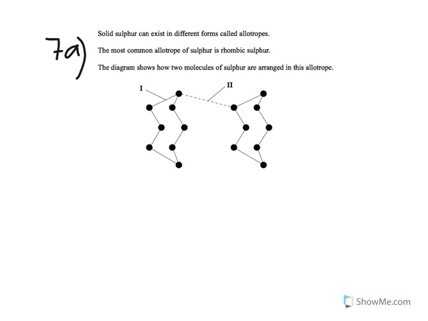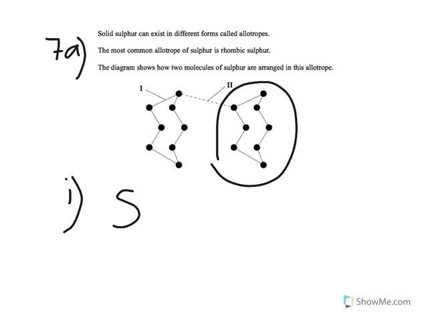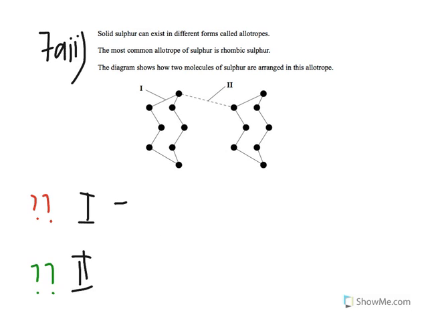Alright, so 7A1. 7A is a drawing of sulfur molecules, and they're asking you what is the formula of one molecule of sulfur. This is just one molecule of sulfur, and the symbol for sulfur is S, right? But there are 1, 2, 3, 4, 5, 6, 7, 8 atoms of sulfur in one molecule, so it's simply S8.